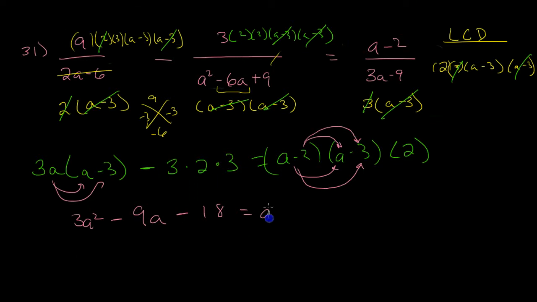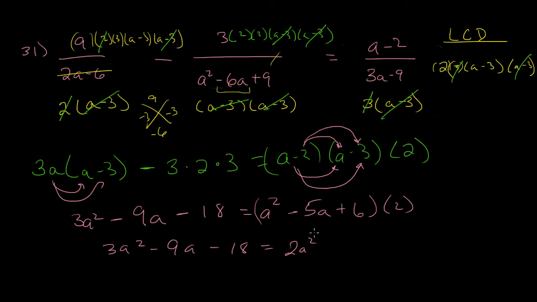So a times a is a squared. Now we have minus 3a minus 2a is a minus 5a. And the negative 2 times the negative 3 is a positive 6. And all of that's going to be multiplied by 2. So let's go ahead and simplify that even further. This stays the same. Nothing's going to change there yet. 2 times a squared is 2a squared. 2 times a negative 5a is minus 10a. And 2 times a positive 6 is plus 12.